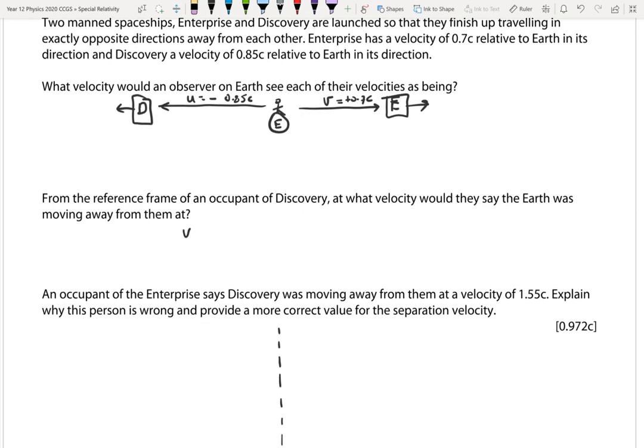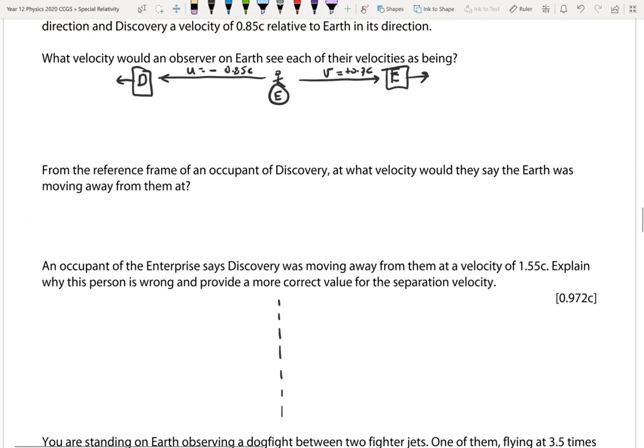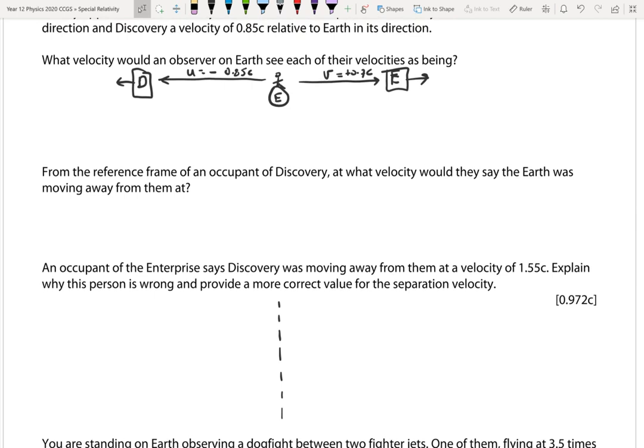Now we want to get to the relativistic stuff. So we want to answer this question down here. An occupant of the Enterprise says the Discovery was travelling at 1.55c. This is wrong. Let's prove that it's that number there. So we want u prime, and u prime is always measured from the object that was given v. So u prime for this scenario is going to give me the speed of the Discovery as observed from the Enterprise.